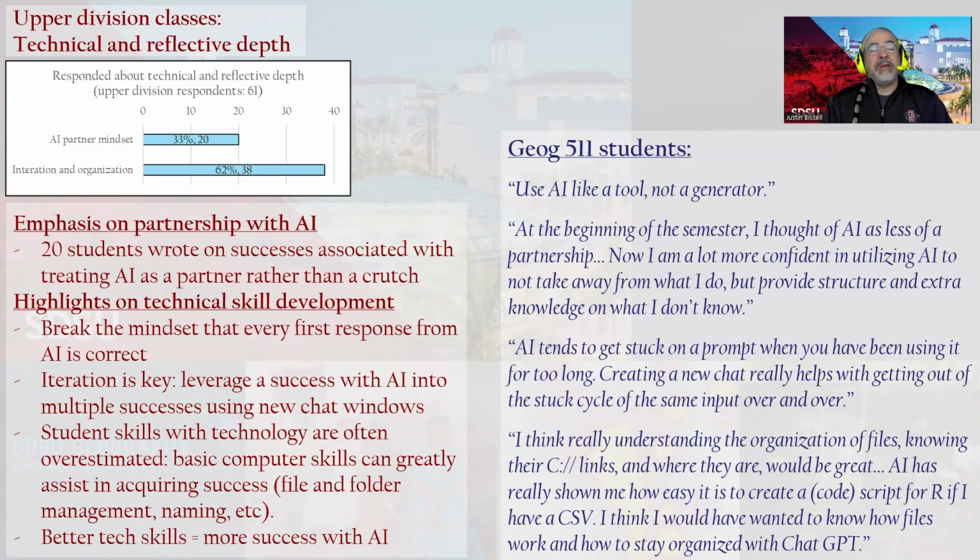In my graduate level class, the insights students gave went deeper into their technical workflow as well as their perception of AI. 20 of the 61 students emphasized treating AI as a true partner rather than a crutch. One wrote, use AI like a tool, not as a generator. This change in perception of AI was part of the intent in how I have leveraged AI in my classes, to get AI to augment and buttress creativity rather than having people depend on it for creation.